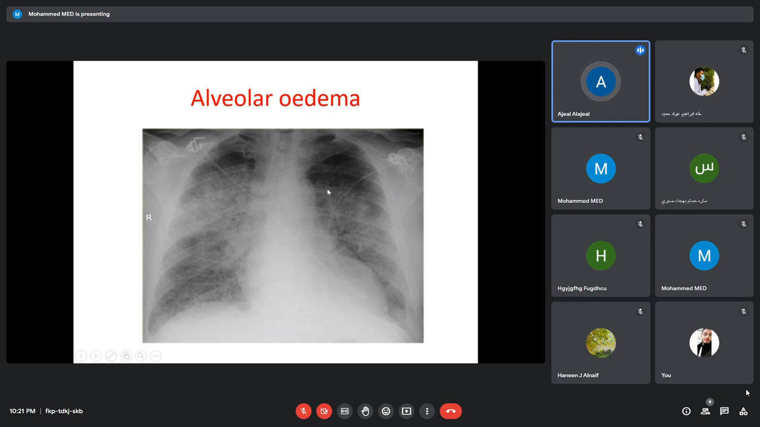This is typical alveolar edema. Alveolar edema. Sometimes it is described as a bat wing or butterfly pattern. You see very big wings.